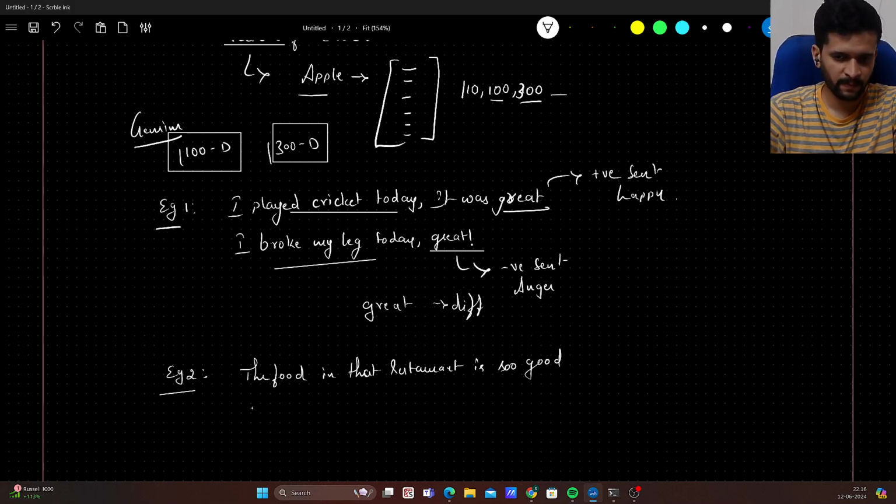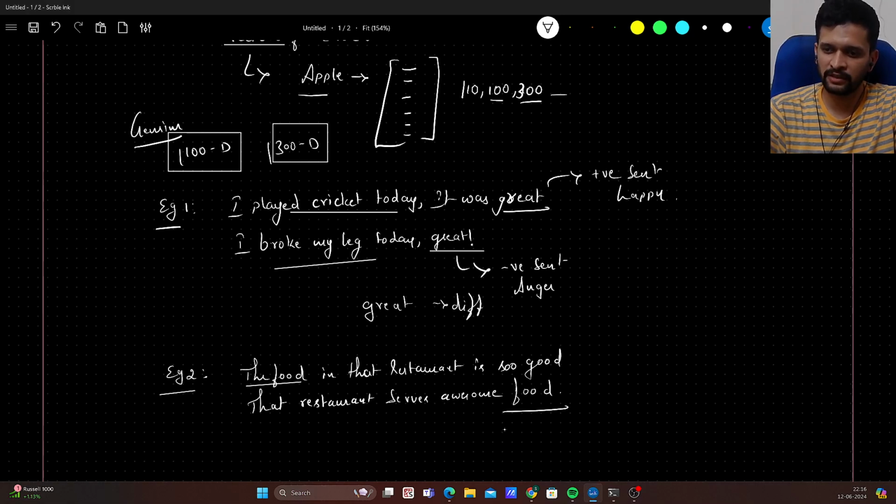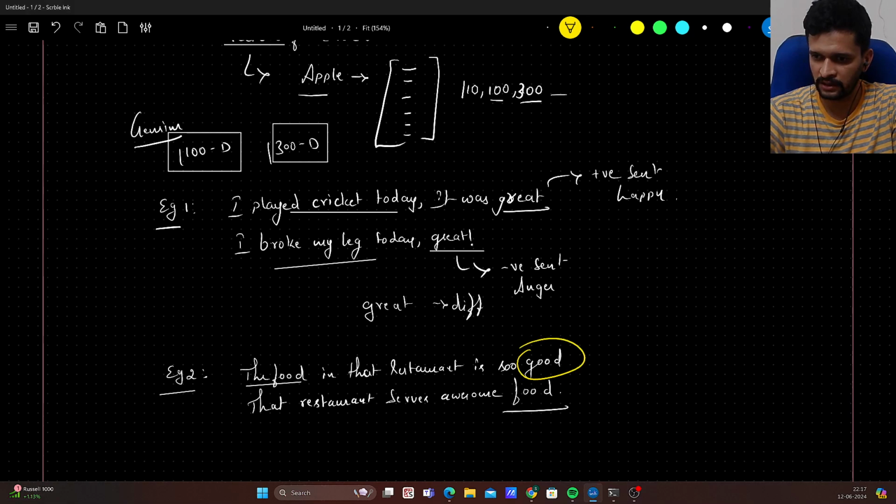This is my first sentence. In my other sentence, I'll say that restaurant serves awesome food, right? So in both the cases, I am describing food and I intend to say that the food at that restaurant is good, right? So I am using two different words to express that feeling. The first word is good here in this sentence and the second word is awesome in this sentence, right?